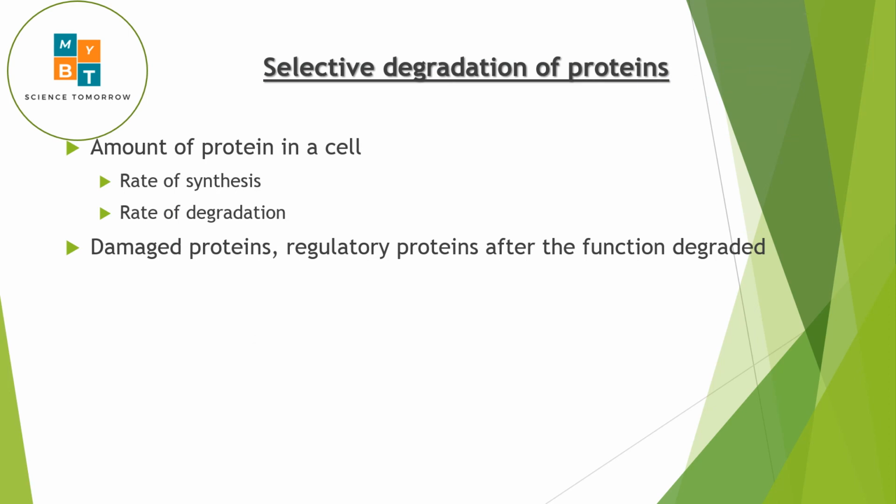And also there is protein degradation, which you call selective degradation. Inside the cell, the amount of protein depends on synthesis and degradation, the production of the protein and the destroying of the protein. This is controlled by the cell. Damaged proteins, and also regulatory proteins after their function, have to be degraded. So you call it selective degradation of damaged proteins and regulatory proteins.